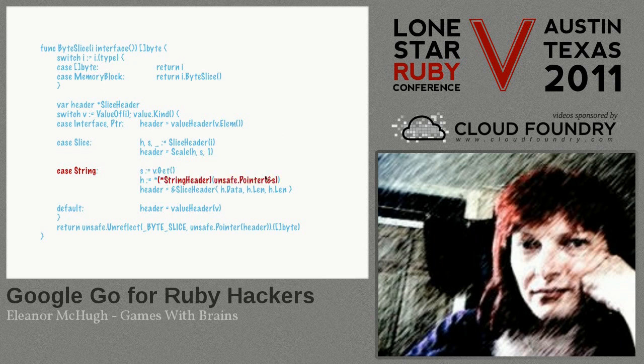Oh, right. Let's go back one. Here we get the string header. Here we take the address of that and we turn that back into an unsafe pointer. And yet again, we've just done a cast of this to a pointer to a string header, and on top of that we dereference it, and suddenly our string becomes a byte slice.